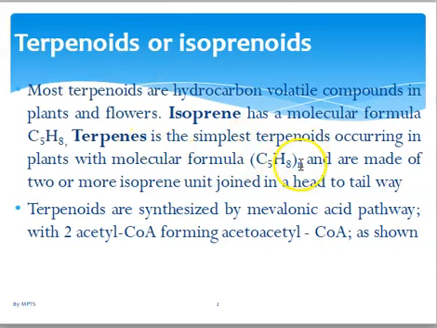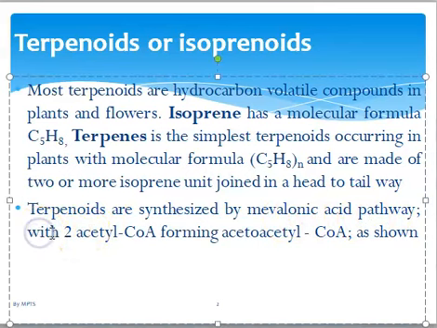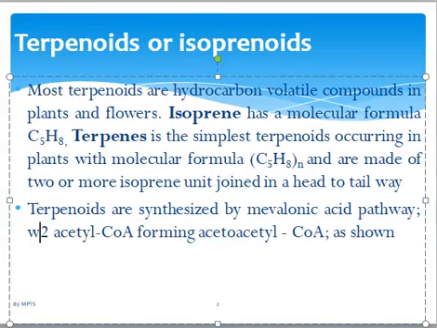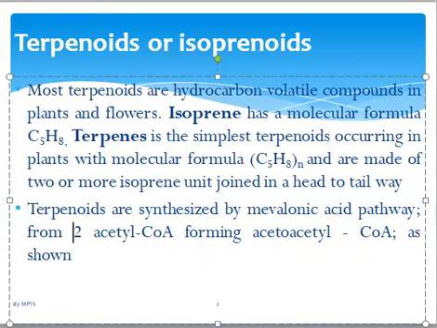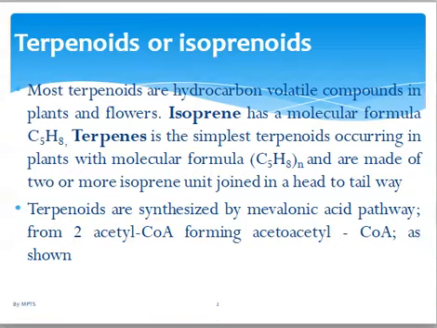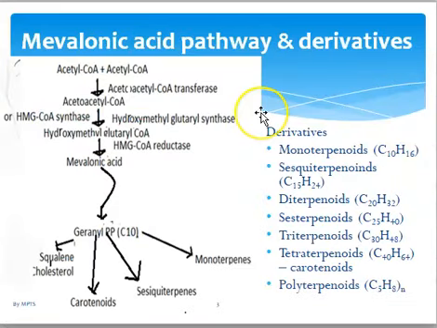Of course, they contain two or more isoprene units. That's why it is C5H8 and more than one. Terpenoids are synthesized via the mevalonic acid pathway from 2-acetyl-CoA, as shown below. Now, this is just a simplified version of the mevalonic acid pathway, because it starts with two acetyl-CoA, which form acetoacetyl-CoA, and now the HMG-CoA.